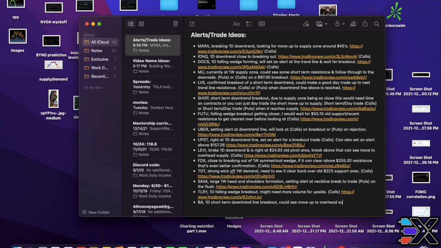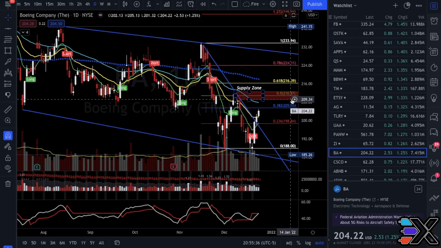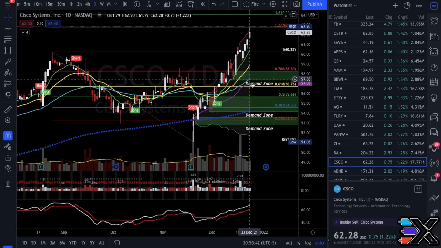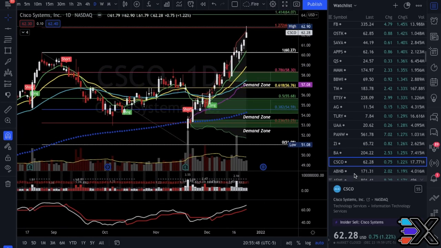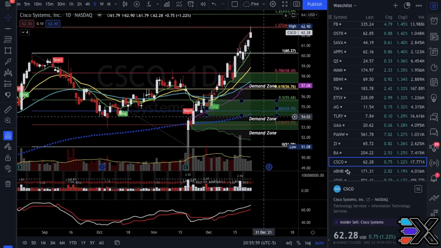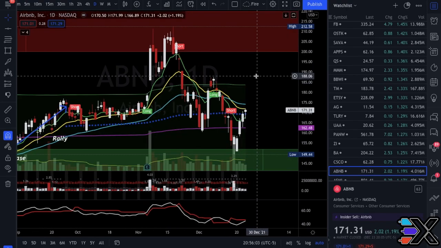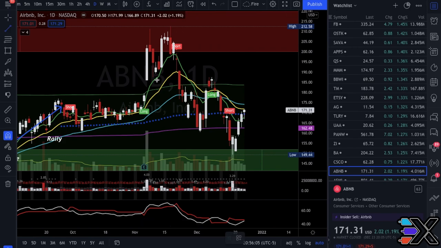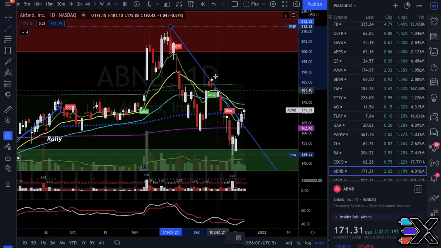BA always has a lot of sellers on it, so you can pretty much make a good bet that when it reaches supply, it's gonna see some resistance. So now Cisco setup would actually be pretty good on the 1.272 rejection for puts, but I don't think I added that one.